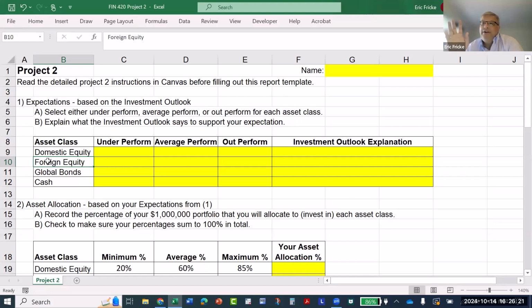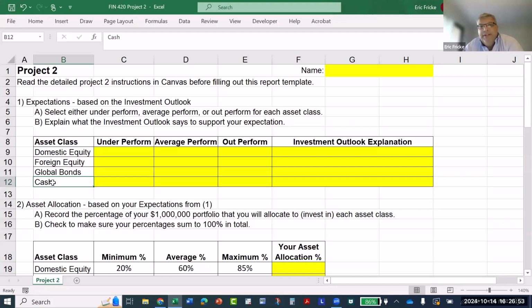So everything from Europe, Asia, Africa, the Pacific, Antarctica, you name it, that's all foreign equity, okay? Anything outside the United States. Then we have bonds, and I just lump bonds all together into one category for the entire world, global. And then lastly, we have cash.